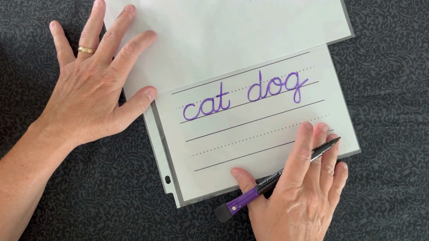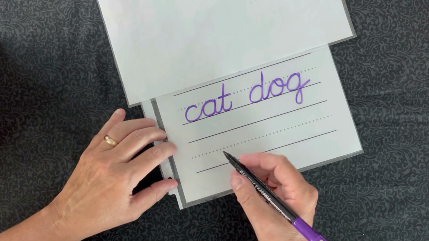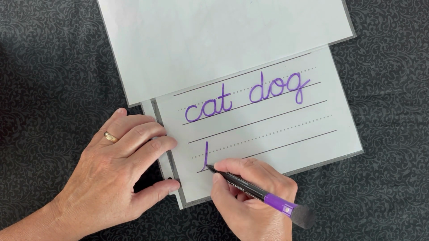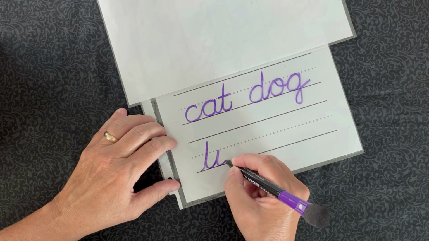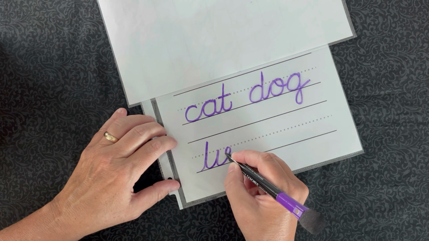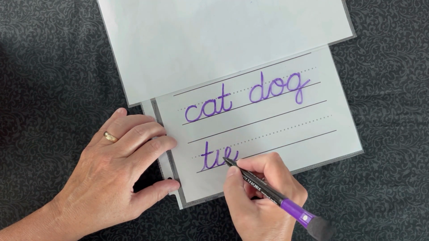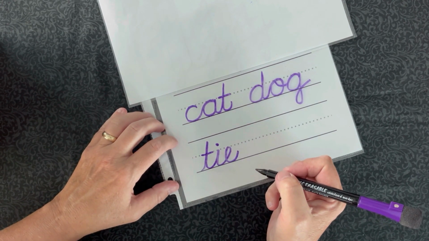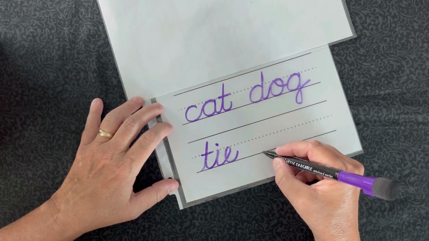Let's do a couple more words. The next one is tie. So it's a big line up, down, tail, and right into that I. Little line up, down, tail, and then right into that E. Little loop, tail. Then go back, cross your T, dot your I.